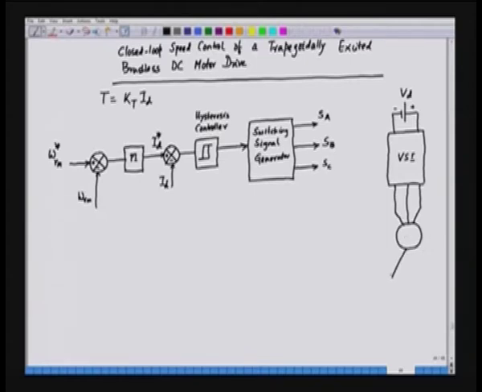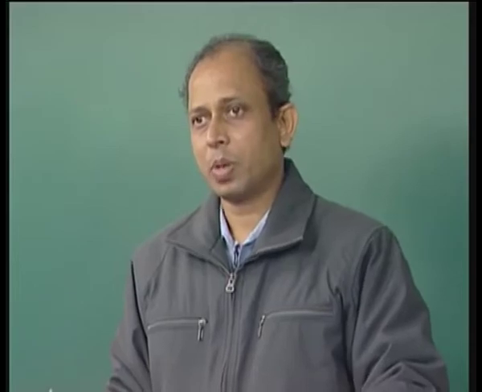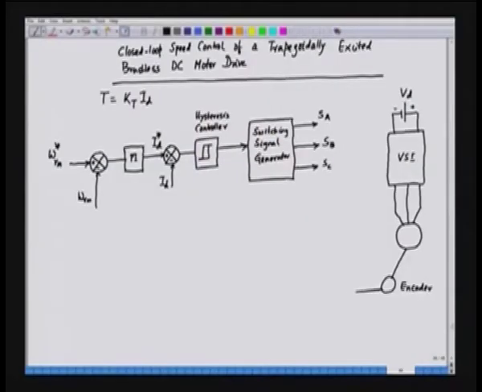And then we have an encoder here, and the encoder gives the information about the rotor angle. The rotor angle is very important for synchronizing the power signal with the motor. So, we have the rotor angle theta r obtained from the encoder, and this rotor angle information is fed to the switching signal generator. And then we have a speed calculator here.